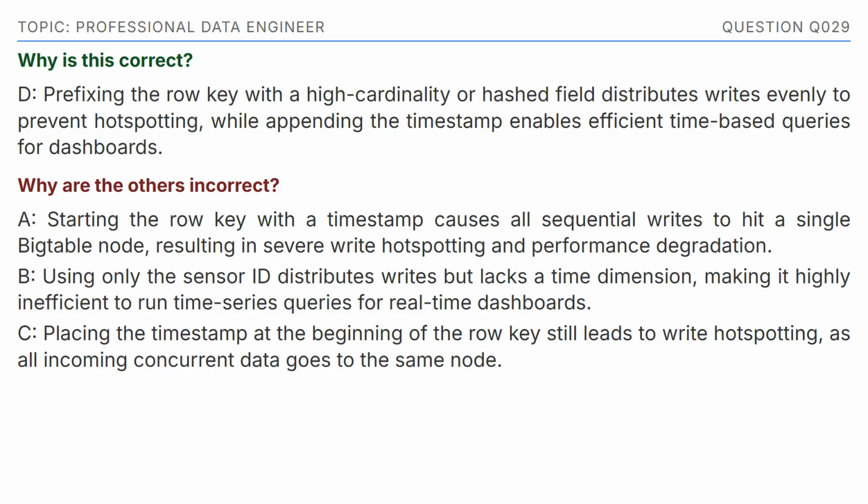Why are the others incorrect? A. Starting the row key with a timestamp causes all sequential writes to hit a single Bigtable node, resulting in severe write hotspotting and performance degradation. B. Using only the sensor ID distributes writes but lacks a time dimension, making it highly inefficient to run time series queries for real-time dashboards. C. Placing the timestamp at the beginning of the row key still leads to write hotspotting, as all incoming concurrent data goes to the same node.